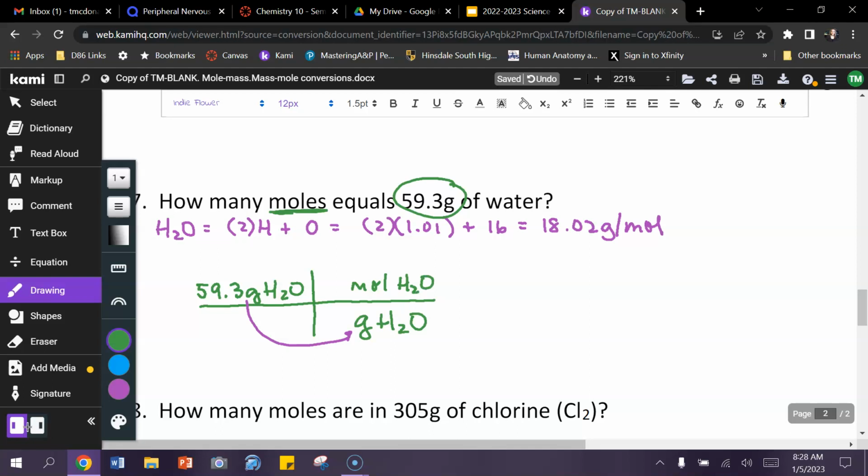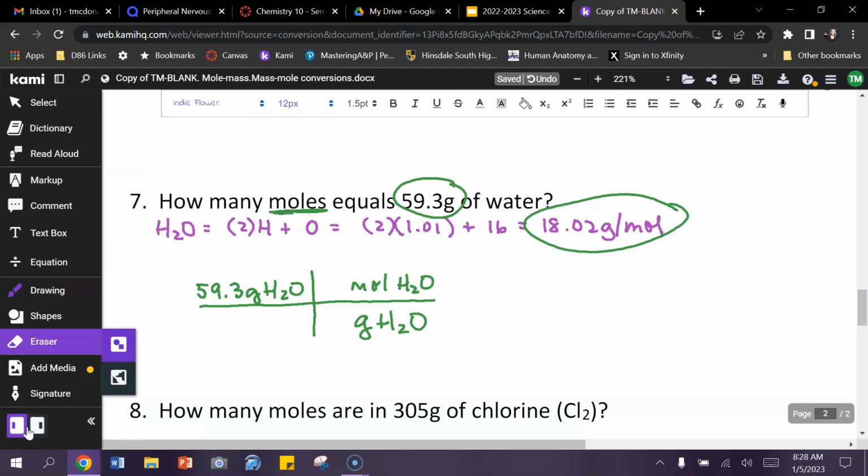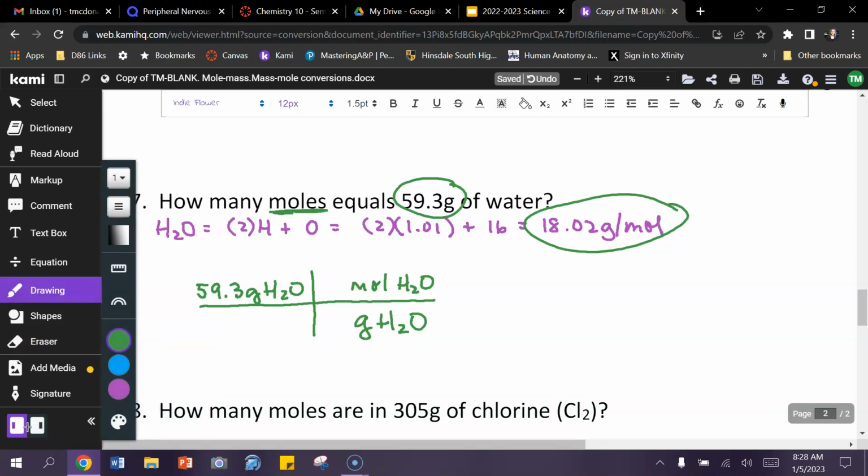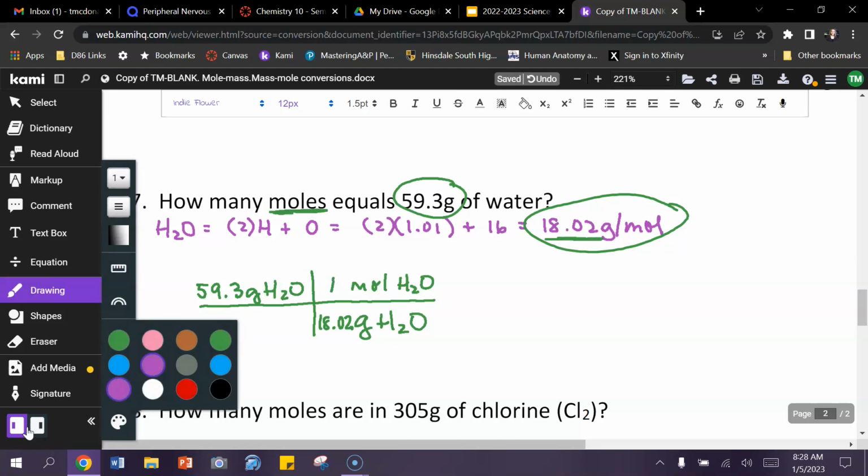So what numbers go here? Well, the numbers that we found when we found the molar mass. We know that 18.02 grams is equal to 1 mole. So we're going to put the number 18.02 next to grams because it's next to grams here. And we're going to put the number 1 next to moles because we don't have a number next to moles, therefore we always assume that it's a 1.